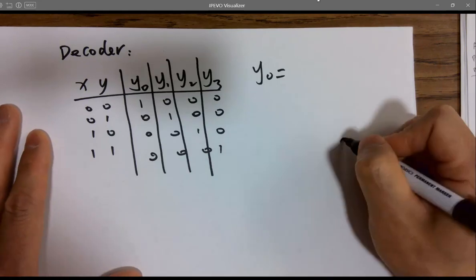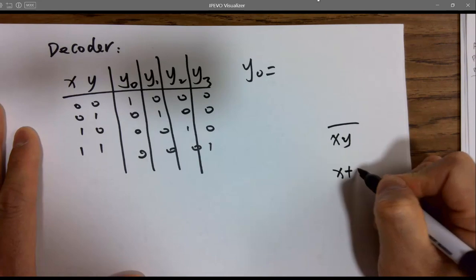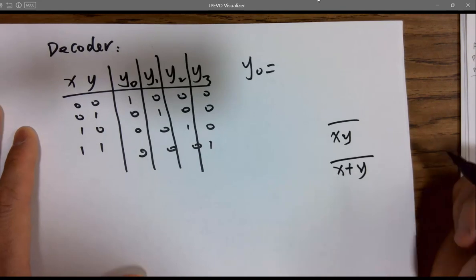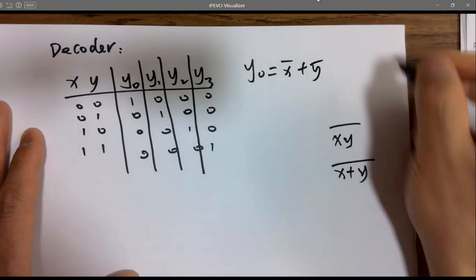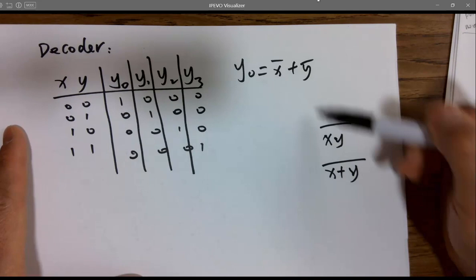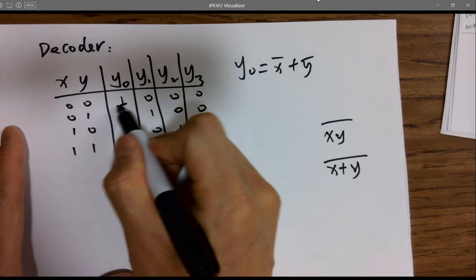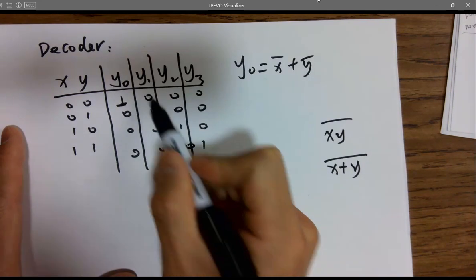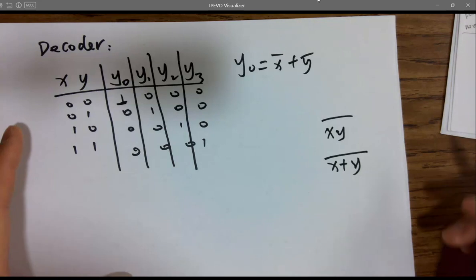So NAND is X and Y, inverted. NOR is X or Y, inverted. But this is X not or Y not. You have to be clear that this is different. They're giving you a different result. So know how to do it. Same for Y1, Y2, Y3. You can definitely find the logic expression for each output.